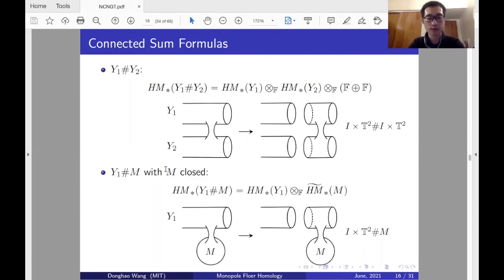One can also consider the connect sum with a closed oriented three-manifold. Again, imagine the connect sum is happening near one of the boundary components. Then here we will have the connect sum of the standard cylinder with this closed three-manifold M. The Floer group of this guy can be identified with the tilde version of monopole Floer homology of M. And these two connect sum formulas are also comparable with the ones for sutured instanton Floer homology.